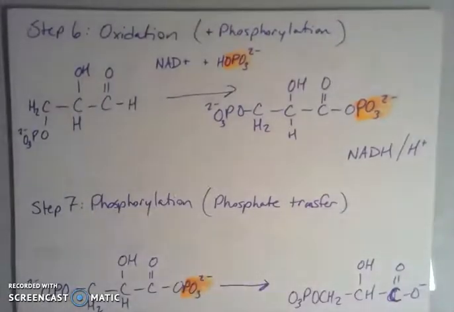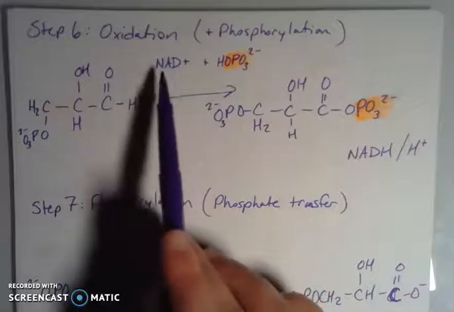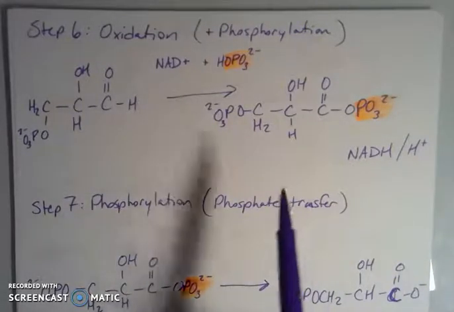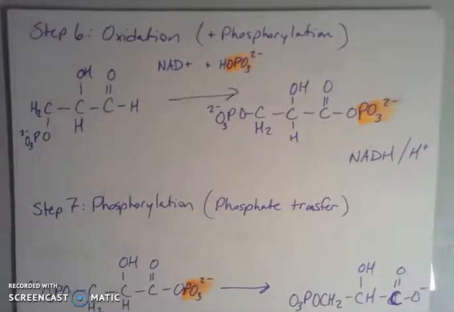So the first 5 steps are my energy investment steps, and now we get into kind of where the magic happens. Well, it's all magic, right? It's science. So step 6 is oxidation and phosphorylation. We end up with my oxidizing agent here, meaning the thing that's getting reduced, right? That's that thing about redox reactions.